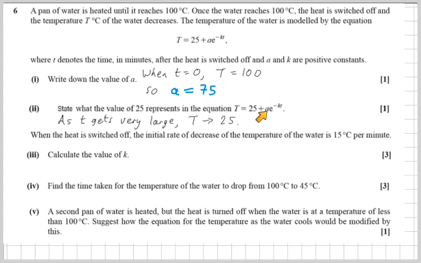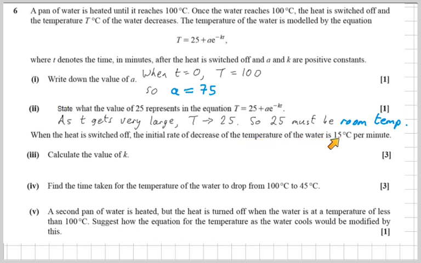Well, let's imagine that little a is just 1 for a moment. So we're just dealing with e to the power of negative something. Well, e to the power of negative a million is almost nothing. It's basically 0. It's extremely small. So what I've effectively done there is I've let little t become very large. And e to the negative of a large number is 0. So the whole thing, eventually this term will disappear and big T will reach 25. So that must be room temperature. 25 is room temp.